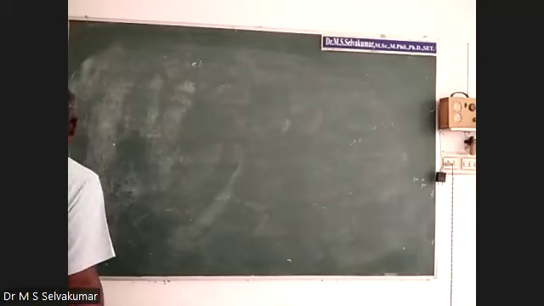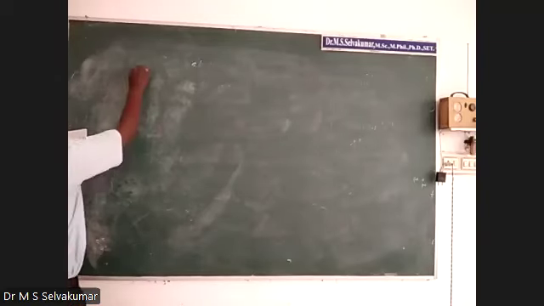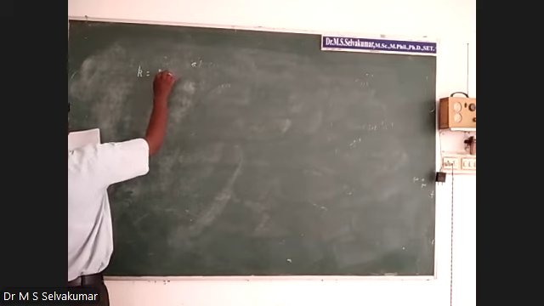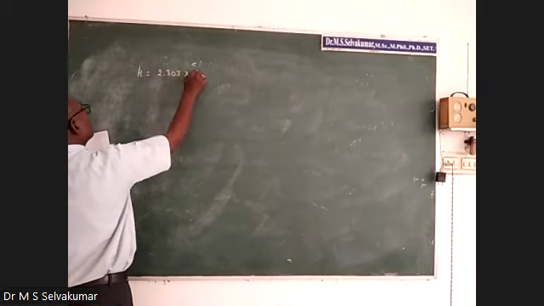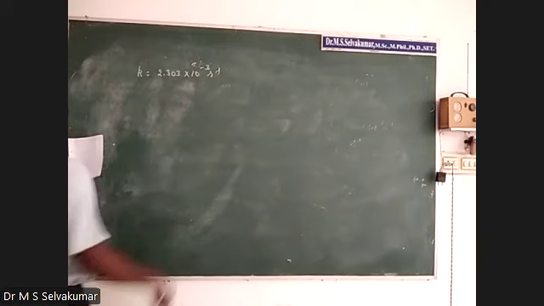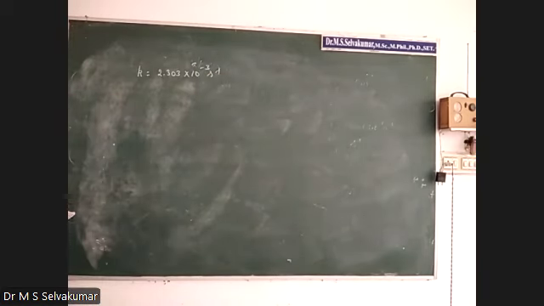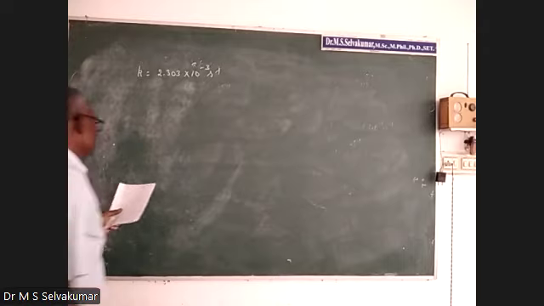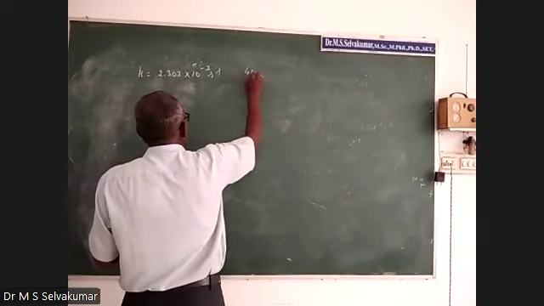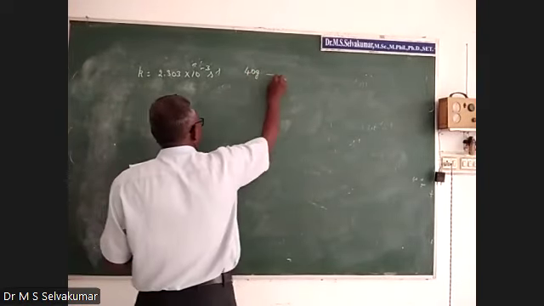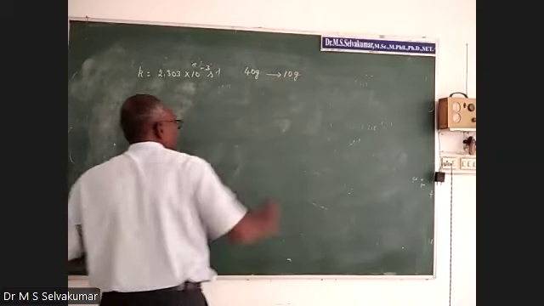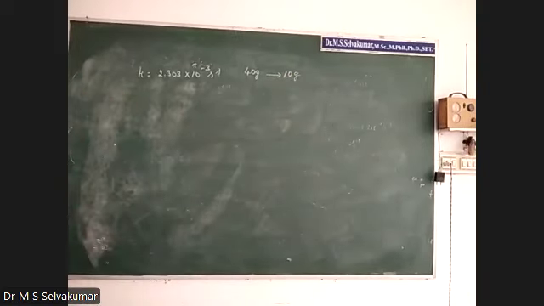For a first order reaction, the rate constant K is 2.303 into 10 power minus 3 per second. What is the time required for 40 gram of the reactant to become 10 gram of the reactant? Actually, this reaction can be proceeded like this. K is given. So what is the time required?